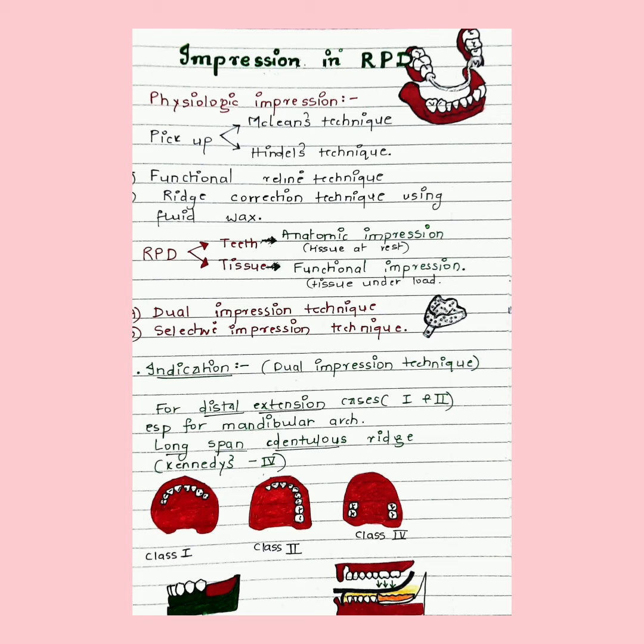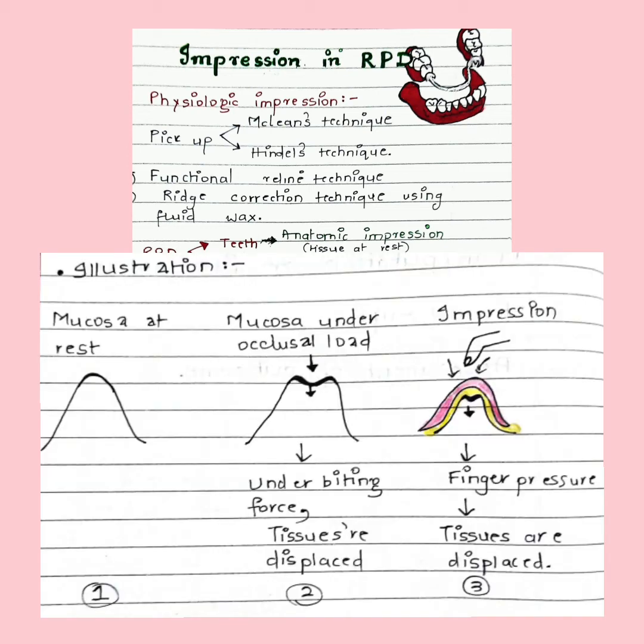Before moving ahead with the topic, we need to understand some terms like anatomic form and functional form. Let us understand them with these illustrations. So we have this mucosa at rest. The second picture is mucosa under occlusal load, when we apply force through chewing or biting force. So the tissue here is displaced. In the third illustration, you can see we have a custom tray in pink and we are applying finger pressure, and again the tissues are displaced. This is while taking impression.